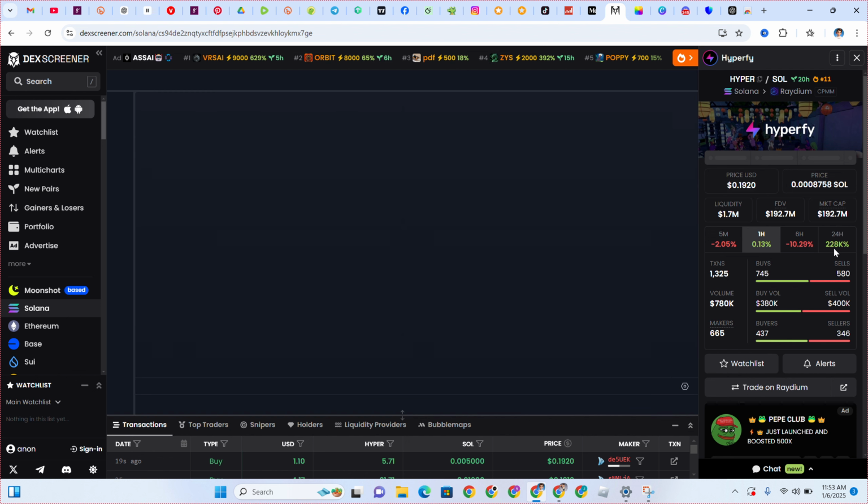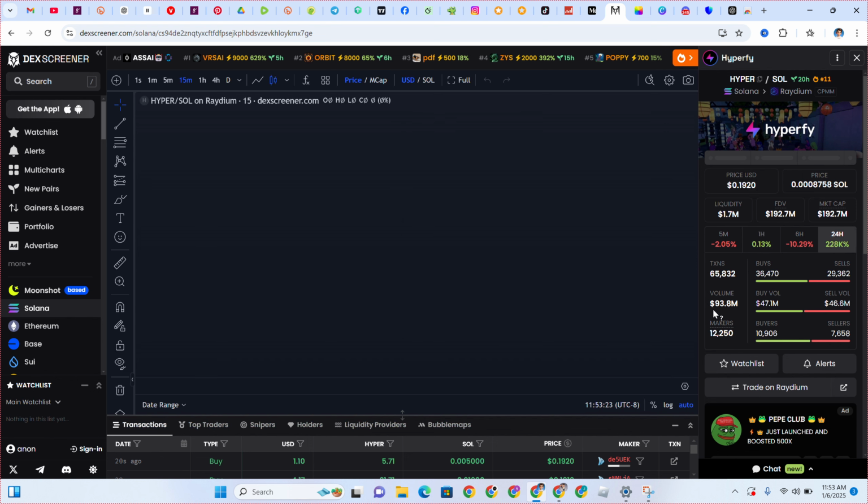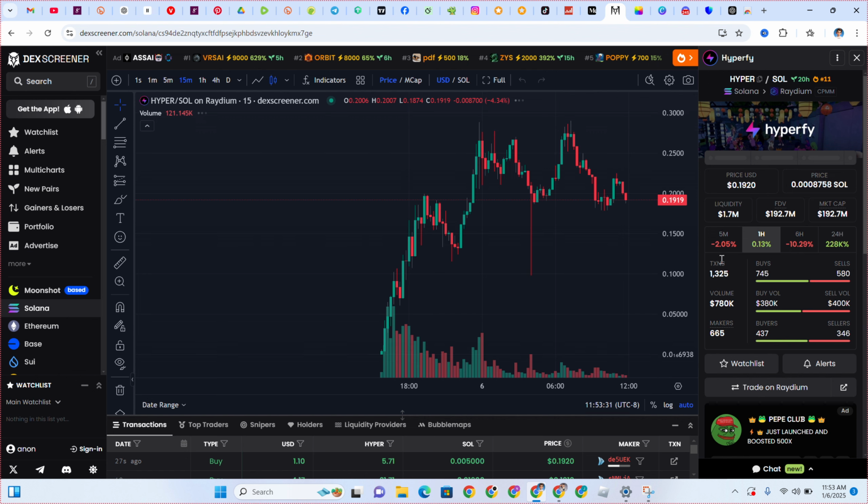So if you check this meme coin right here, this is the past 24 hours. It has gained a volume of $93 million. 6 hours, 9 million, 9.6. 1 hour ago, it has gained a volume of $780,000, right? 5 minutes, it has gained a volume of $95,000. So this is basically how you can check the total volume of a meme coin here on Dexscreener.